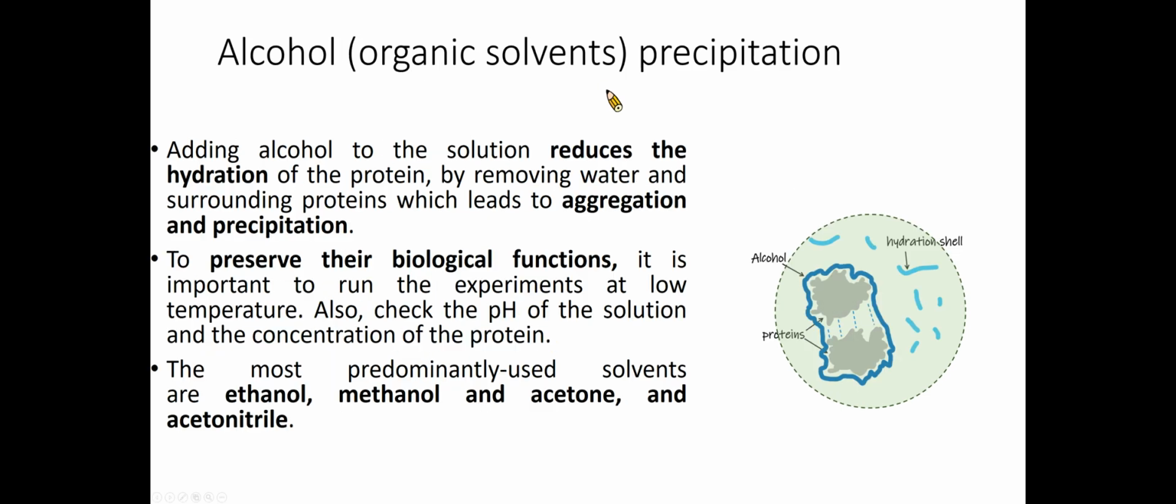The last one is organic solvent precipitation. Alcohols can displace the hydration shell and surround proteins, which leads to aggregation and precipitation. It is possible to preserve the biological functions of proteins using this method. However, it requires a well-controlled experimental condition. The most predominantly used solvents are ethanol, methanol, acetone, and acetonitrile.